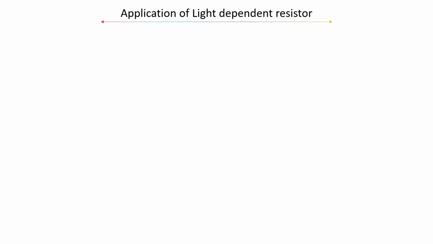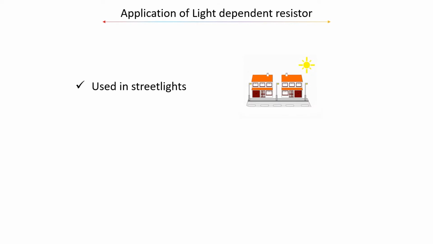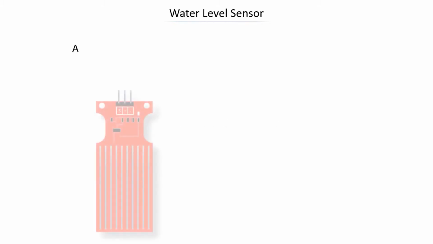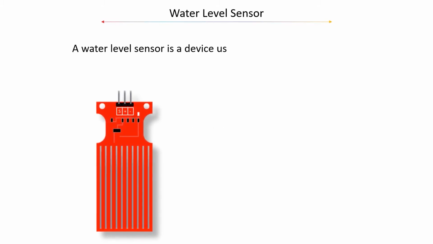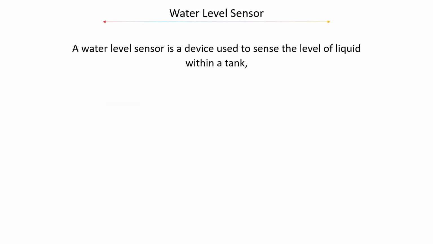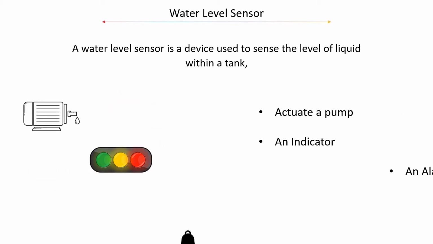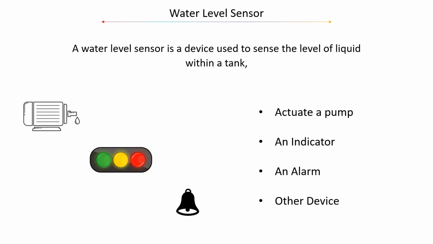Application of the light-dependent resistor. These resistors can be used in street lights, and they are also used in alarm clocks. Water level sensor. A water level sensor is a device used to sense the level of liquid within a tank. It may actuate a pump, an indicator, an alarm, or any other device.